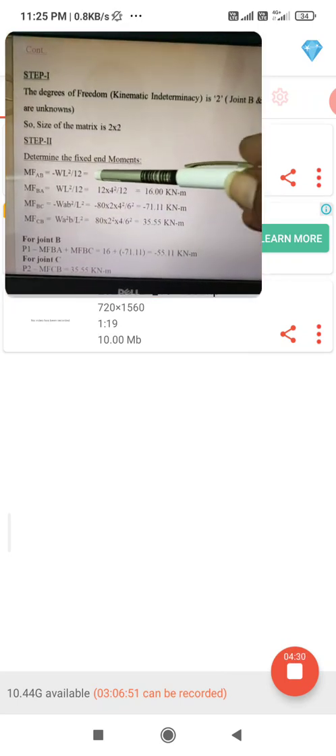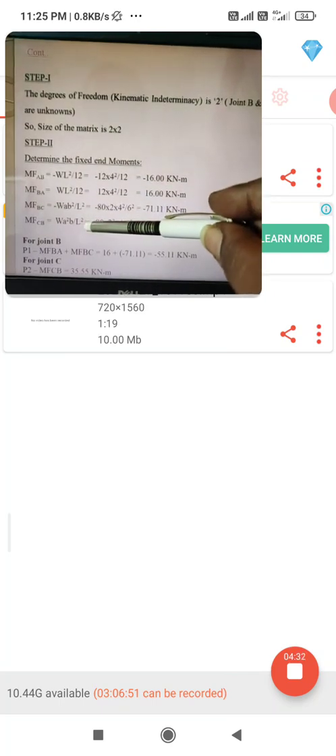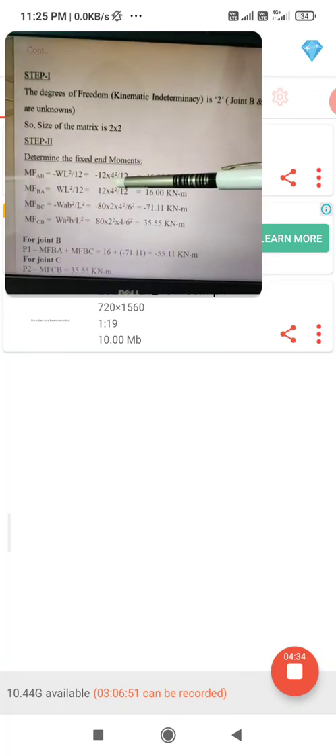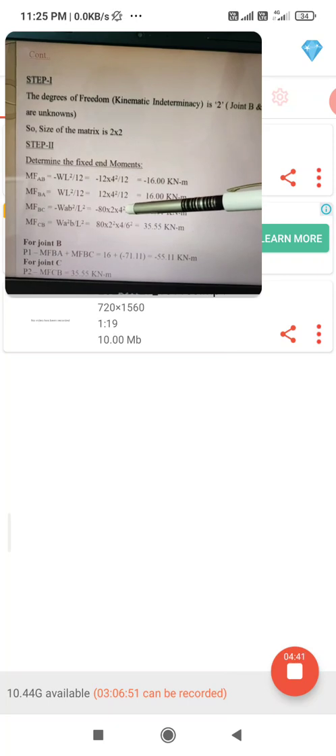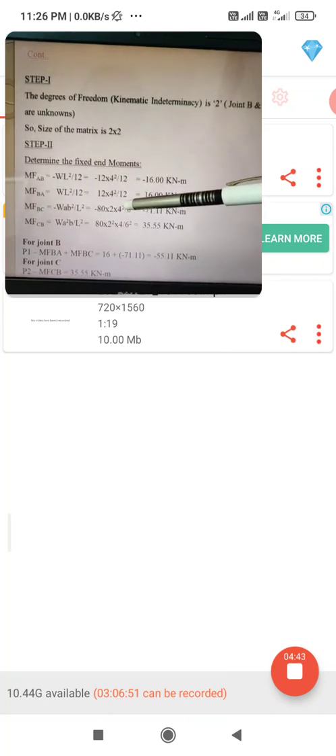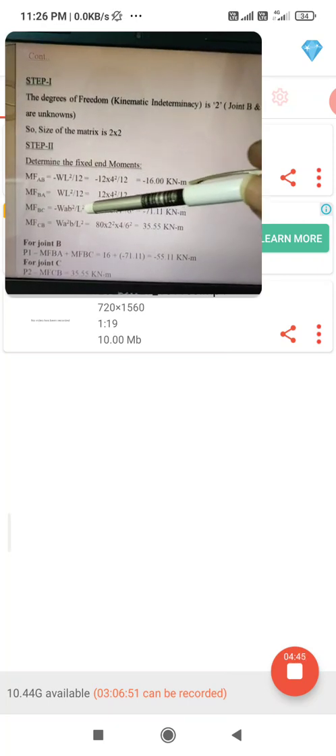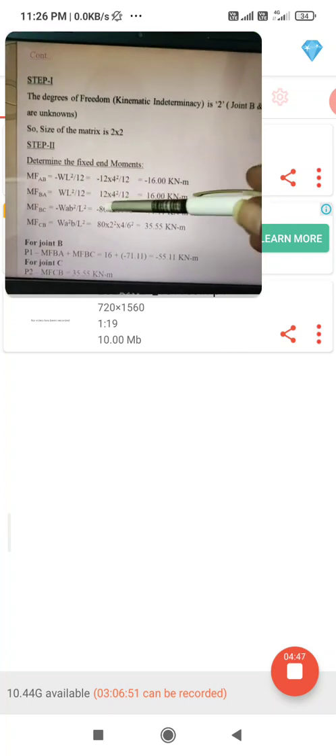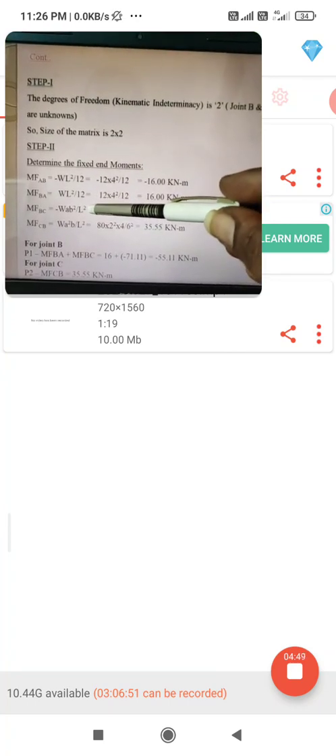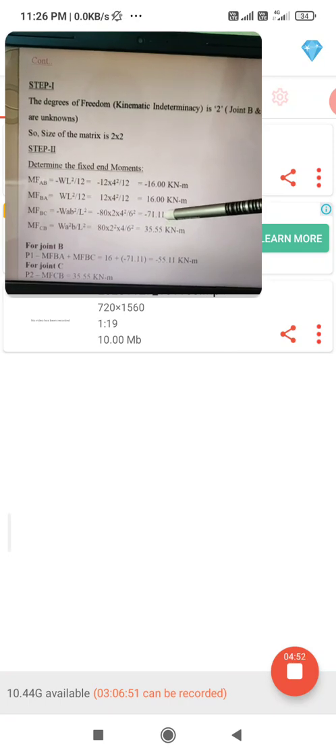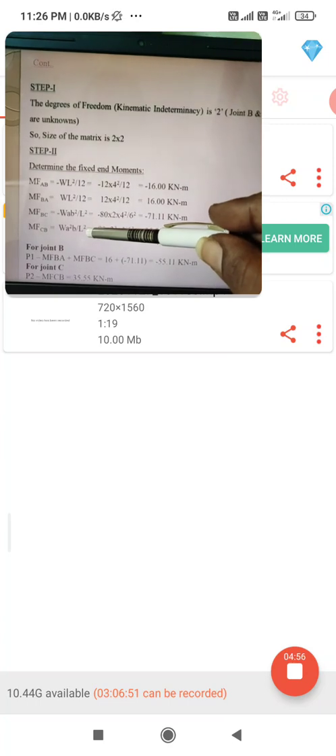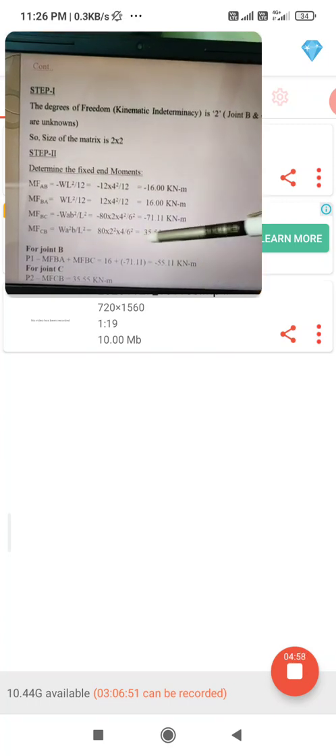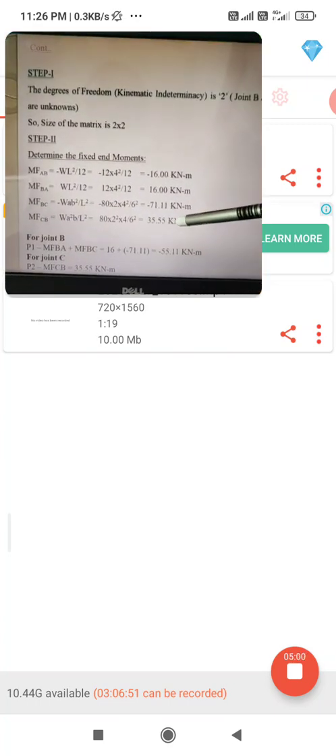These are the standard equations for the fixed end moments: WL square by 12, minus WL square by 12, and plus WL square by 12. Here the point load is not at the center of the beam; it is toward A or toward B. So the equation will be W A B square by L square, and the value will be minus 71.11 kilonewton meter, and MFCB will be plus W A square B divided by L square, and the value will be 35.55.